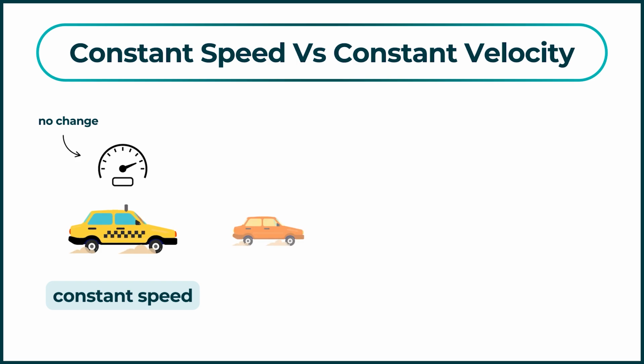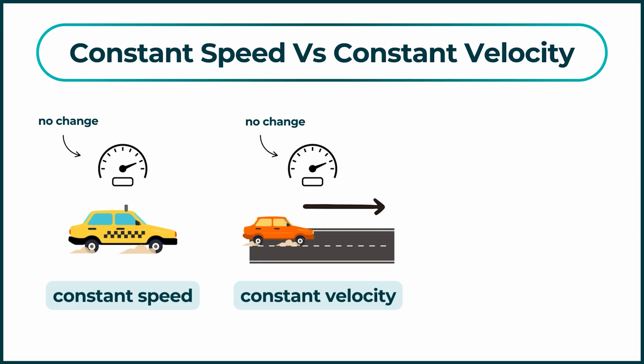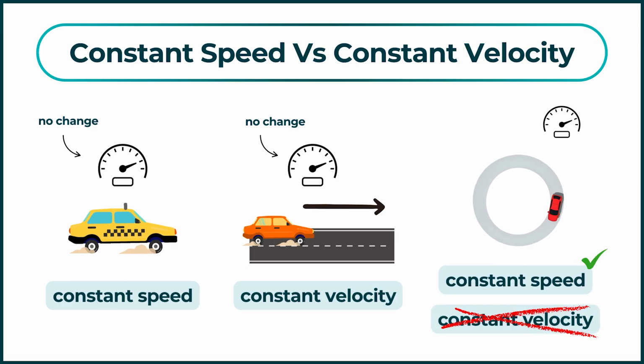If the driver drives the car at the same instantaneous speed in a straight line for a period of time, we can say the car moves at a constant velocity, where the magnitude, the speed, and also the direction do not vary. If the driver drives the car at the same speed in a circular motion, maybe around a roundabout, then the car moves at a constant speed, but not at a constant velocity, because the speed, which is the magnitude, does not vary, but the direction varies throughout the circular motion.